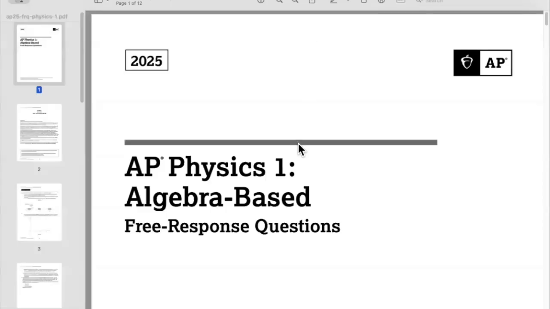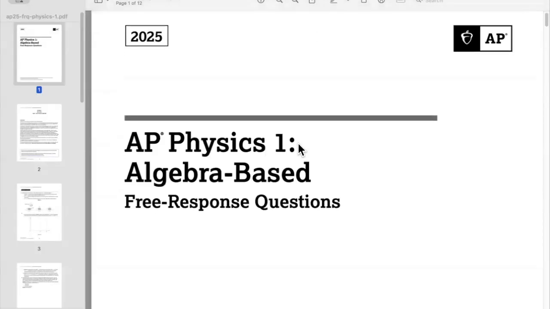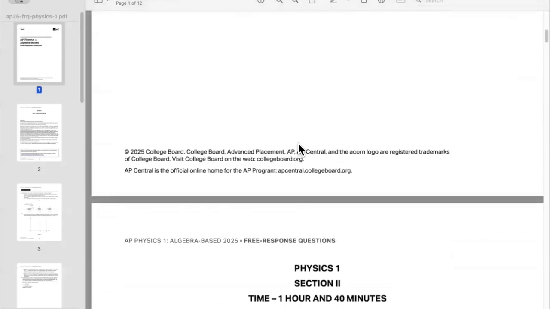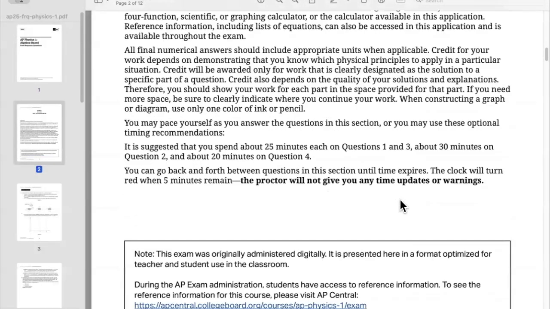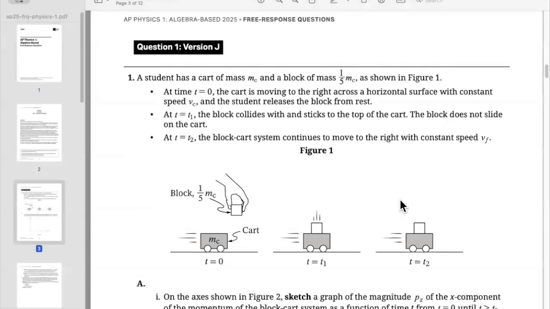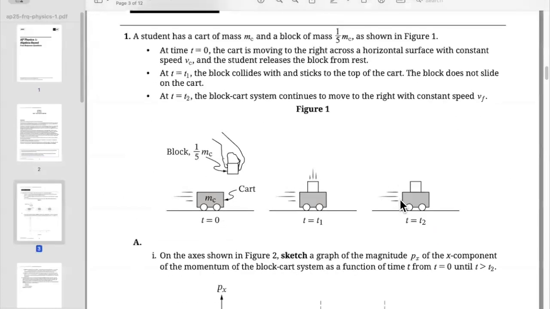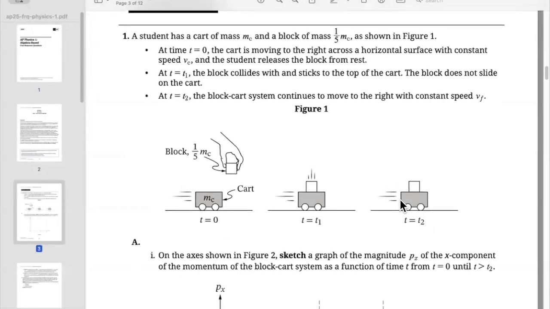All right, time for the 2025 AP Physics 1 questions. Just like in the Physics C videos, we're just going to jump right into it. We should be able to finish the whole thing in one sitting, just like with the Physics C videos as well. All right, let's jump right into it.